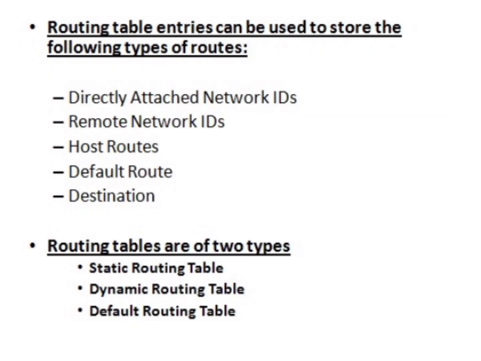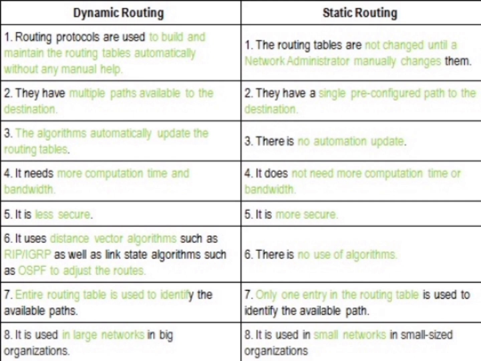Routing entries can also be used to show the following types of routes. For example, directly attached network IDs, that is the default value. Next one is remote network IDs, host routes, and then default route and destination route. And this routing table has two types, that is static and dynamic, and one more is the default routing table. Dynamic routing and static routing.